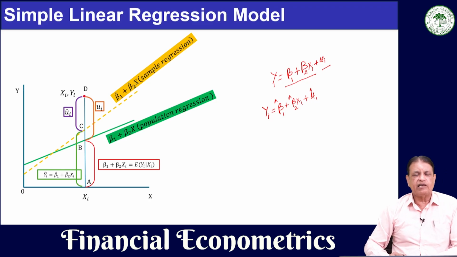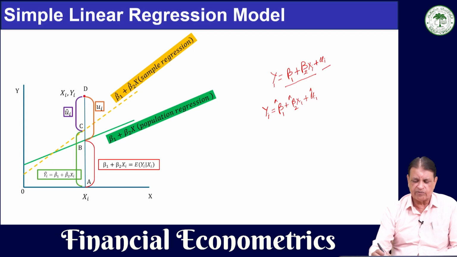So this diagram clearly shows both the population regression function and sample regression function. These are the population parameters, beta 1 and beta 2, and we have to estimate them from the sample regression function. Beta 1 hat is an estimator for beta 1, beta 2 hat is an estimator for beta 2, and this ui hat is an estimate of ui.